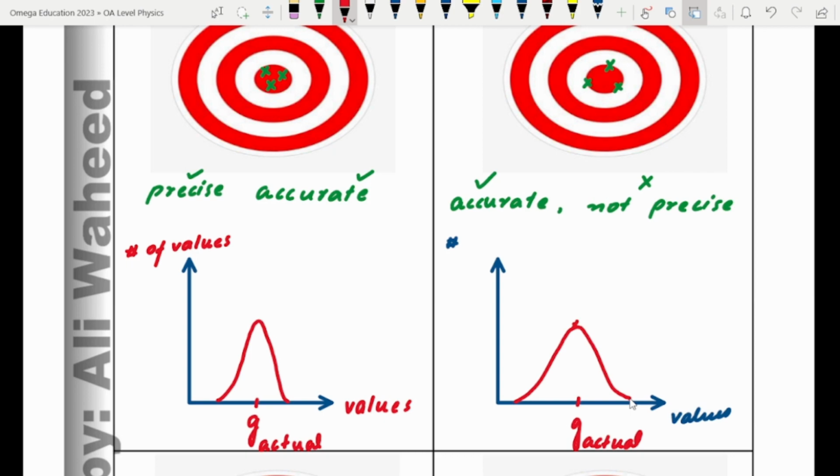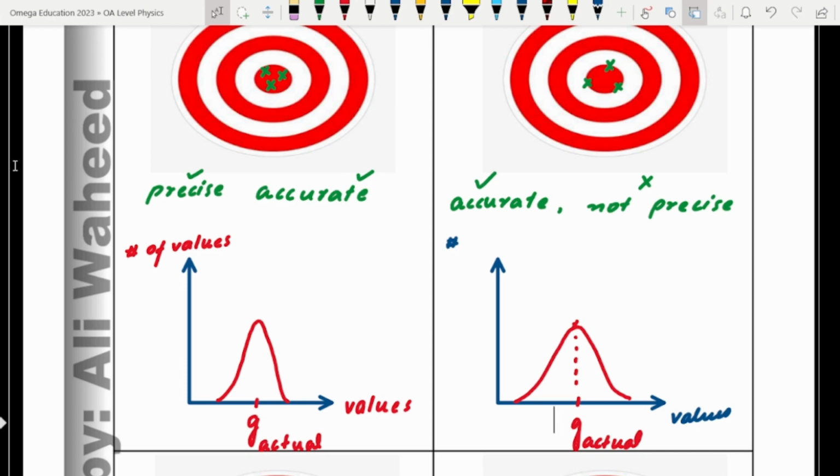Now how is it different from the first one? The width of this graph has increased compared to the previous one. What does that mean? It means there is a lot of difference between the measurements that you have taken. So the more the difference, the more the variation, the more the deviation, the precision would be reduced. So this one is accurate because the peak is right above the actual value, but the width is quite a lot. So that means the values are accurate but not precise.